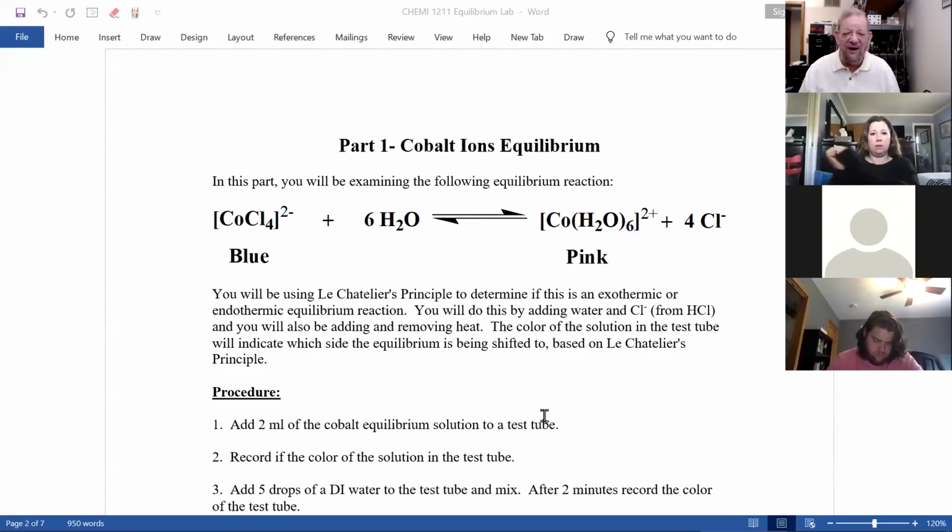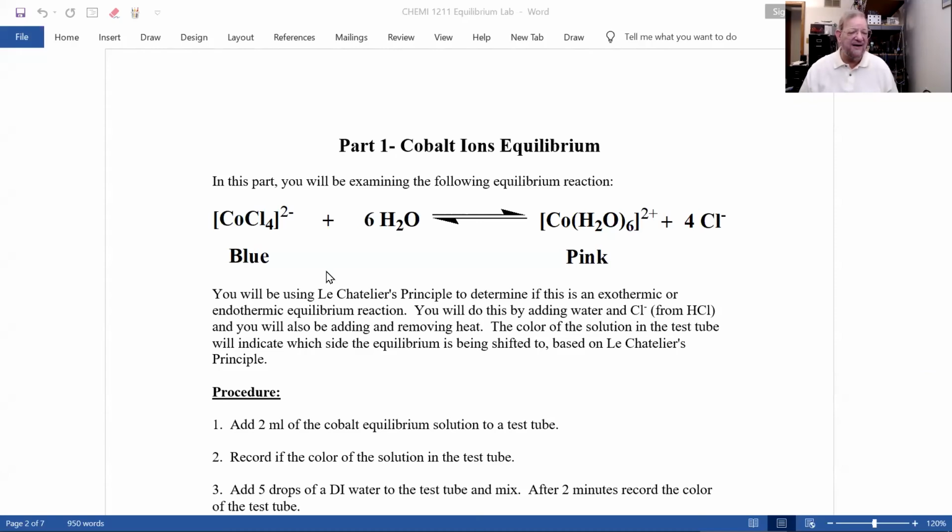a YouTube. Now, in part one, you'll be looking at the cobalt ions equilibrium. Here is the equilibrium, if I show it to you. Everybody see cobalt on the screen? Thank you. All right, cobalt tetrachloride anion reacts with water in an equilibrium to give cobalt hexahydrate and chloride anions. Now on this side, if this is shifted to the left, you'll see blue. If it's shifted to the right, you'll see pink.